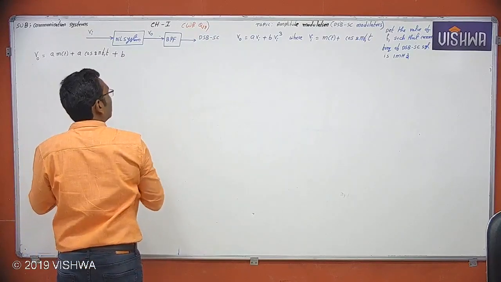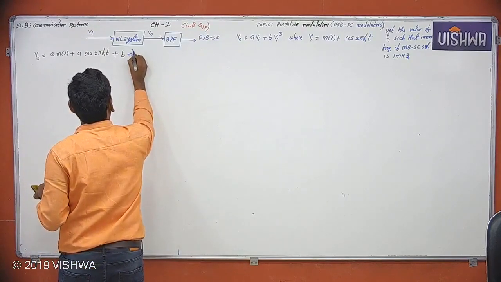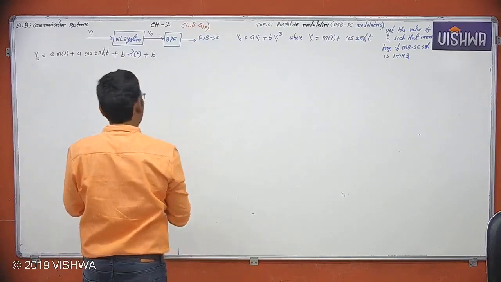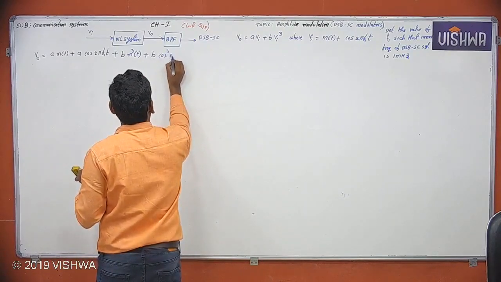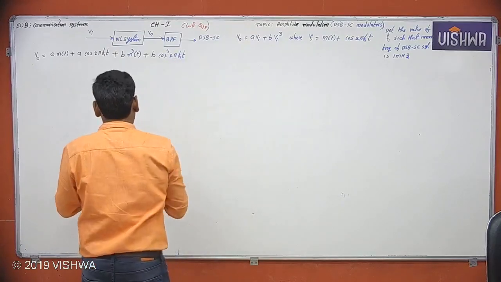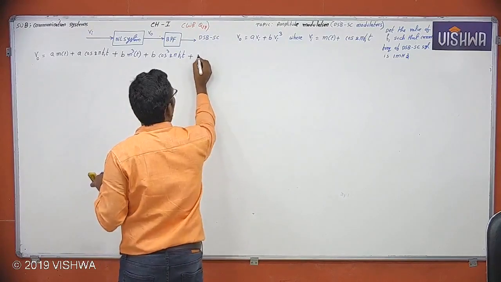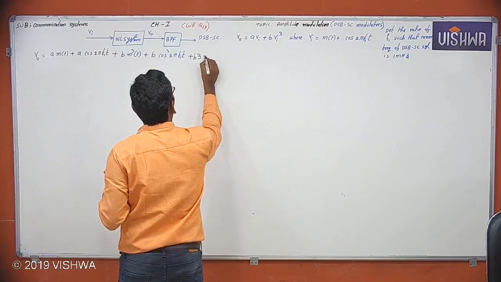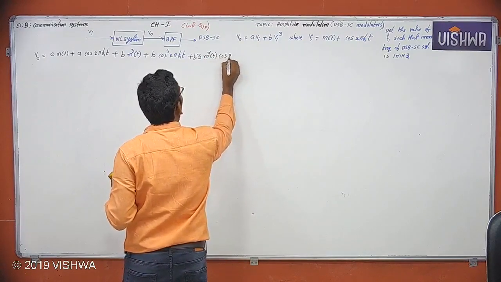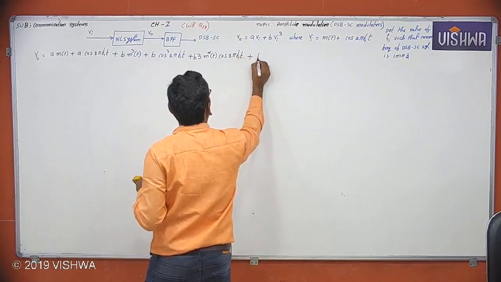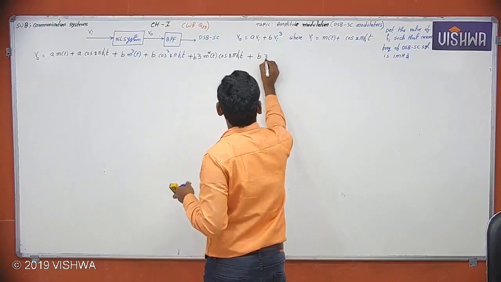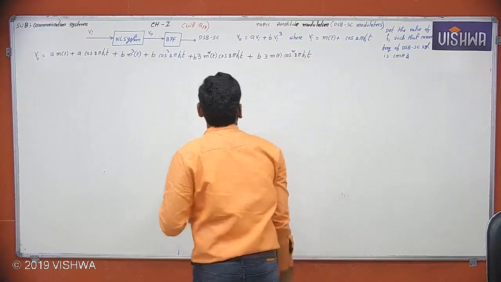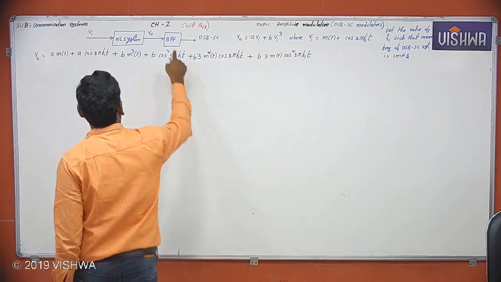B into Vi cube is B into (m of t plus cos 2 pi f1 t) whole cube, which gives m cube of t plus cos cube 2 pi f1 t plus 3 m square of t into cos 2 pi f1 t plus 3 m of t into cos square 2 pi f1 t. Okay, so this is passing through a band pass filter.